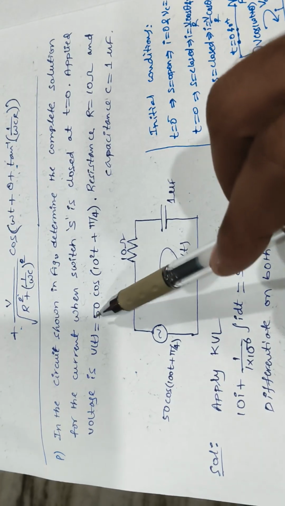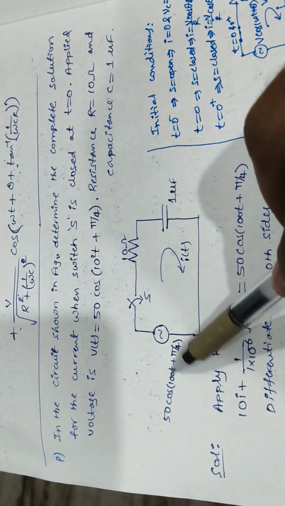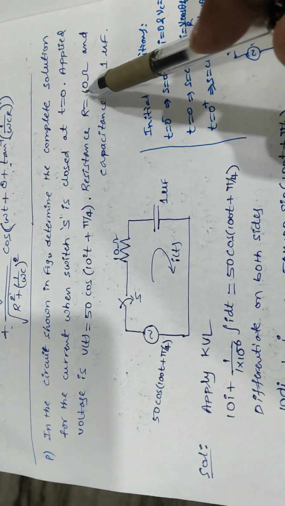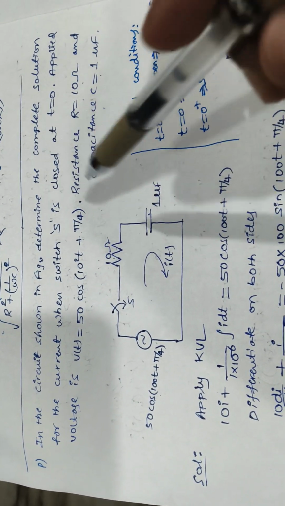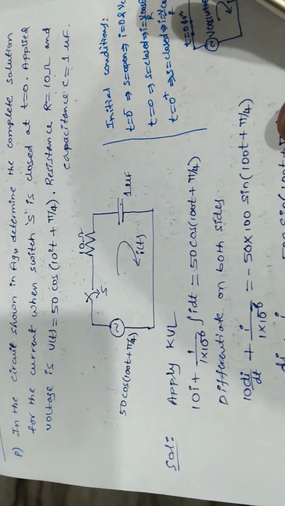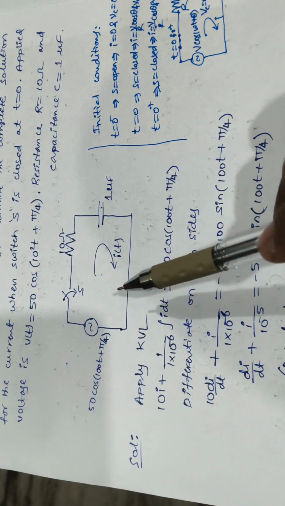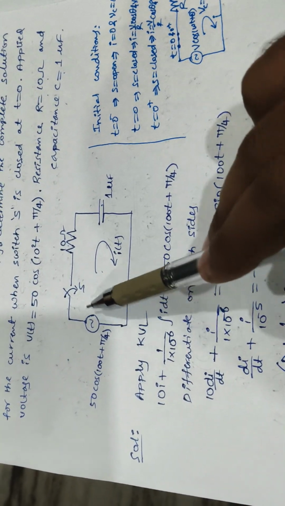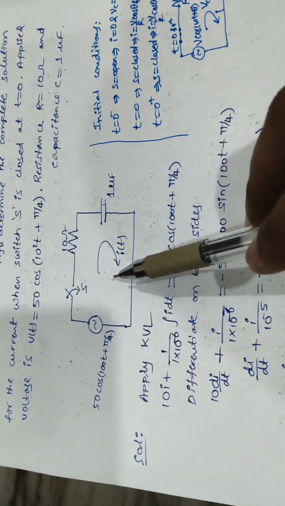Applied voltage is v of t equal to 50 cos(100t plus pi by 4). Resistance and capacitance are 10 ohms and 1 microfarad, and we need to find this current response. Like we discussed in all the transient cases, as a first step, apply KVL to the given loop at t equal to 0.